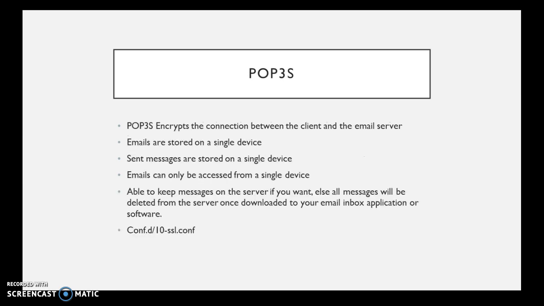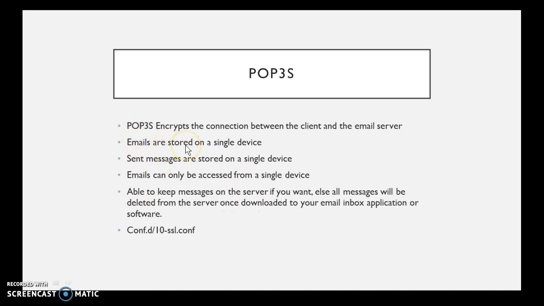So POP3S is the secure version of POP3. It encrypts the connection between the client and the email server, encrypting all messages between the two. POP3 just had plain text messages. You could see what was written if you were able to intercept these messages or receive them.